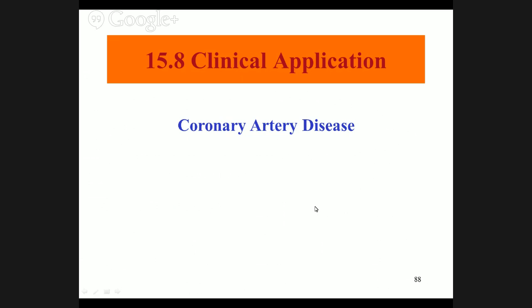And the next clinical application is on coronary artery disease, and then different causes of it and different treatments for it.